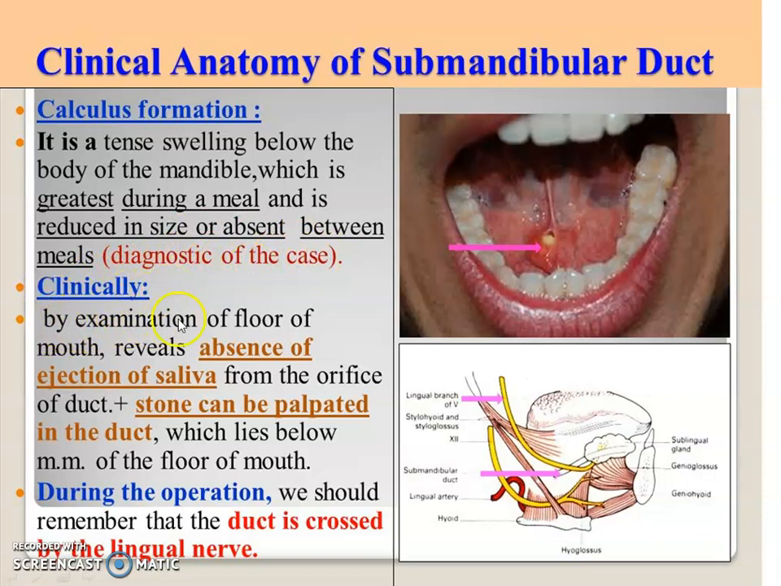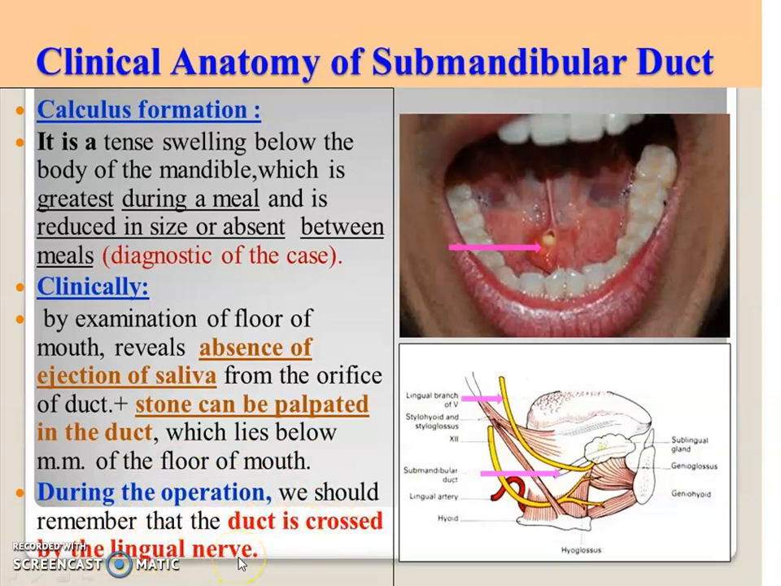Clinically, examination of the floor of the mouth reveals absence of ejection of saliva from the orifice of the duct, plus the stone can be palpated in the duct, which lies just below the floor of the mouth. During operation, we should remember that the duct is crossed by the lingual nerve.